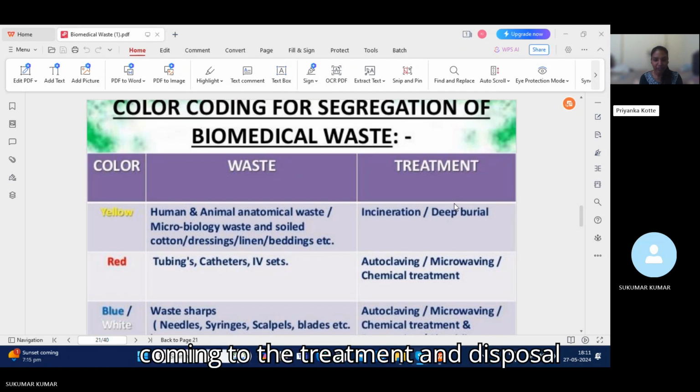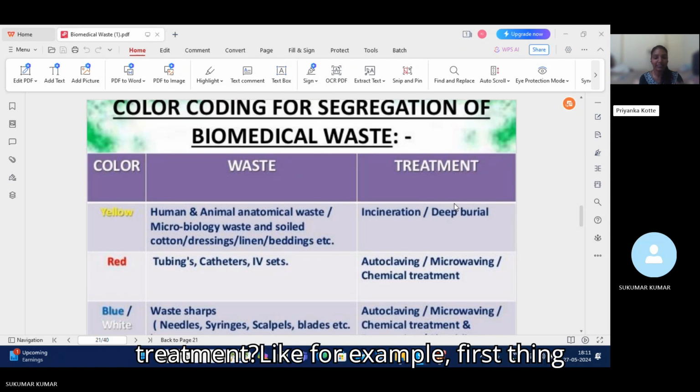Okay, so coming to the treatment and disposal, which is there in your textbook as well, the description. Here in the slide, you can see which kind of waste goes into different types of treatment. Like for example, the first thing mentioned is incineration.